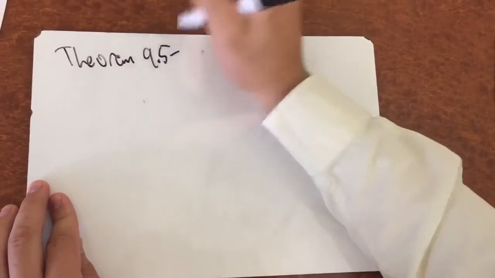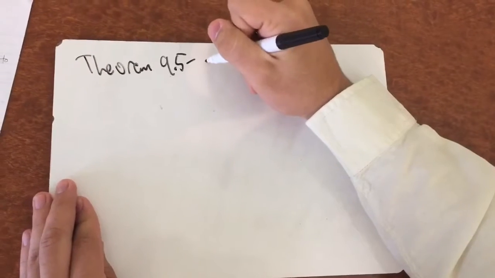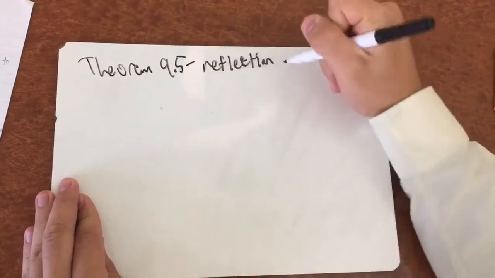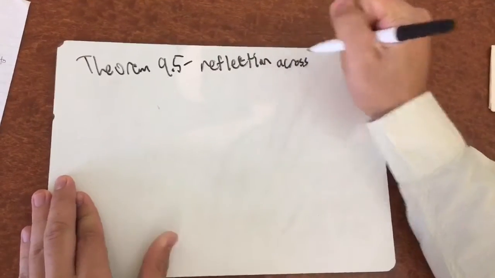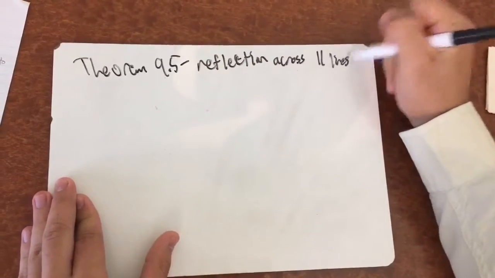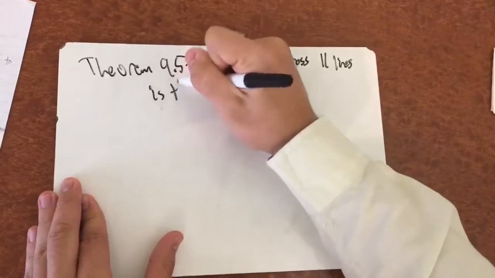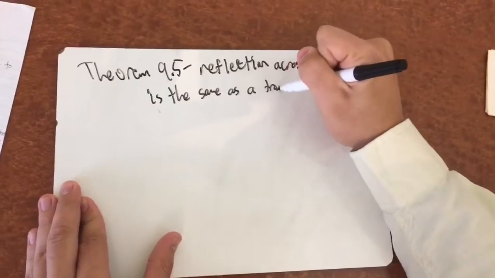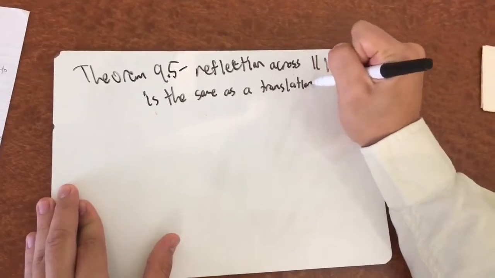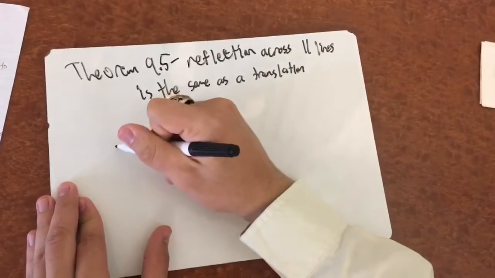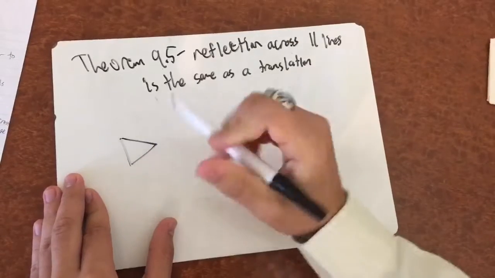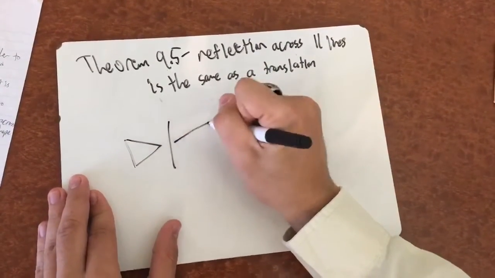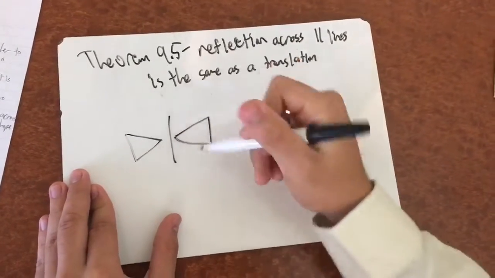Theorem 9.5 states that a reflection across parallel lines is the same as a translation. Now let's have an example of that. Let's say you have this triangle pointing to the side and being reflected across this line. You reflect it and the resulting image is this.